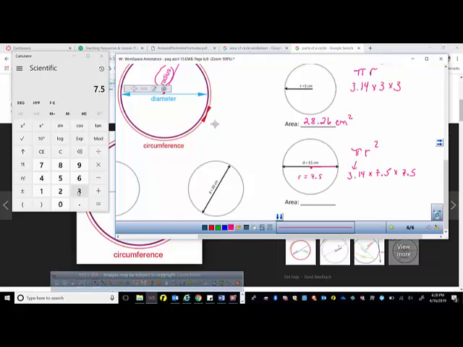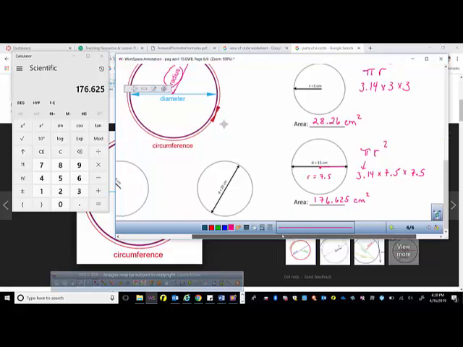So I go to my calculator, 3.14 times 7.5 times 7.5 equals, and I get 176.625. So 176.625 centimeters squared.